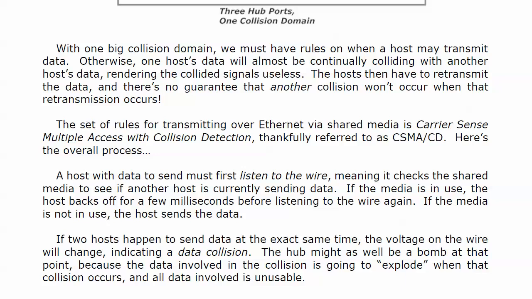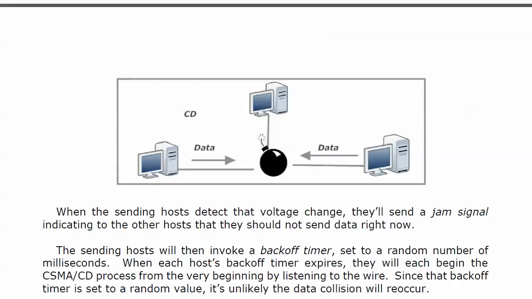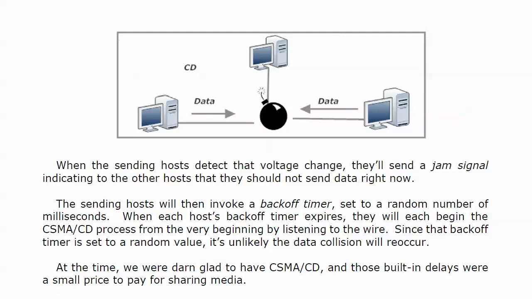Now at that point, the hub might as well be a bomb, because what's going to happen is the data involved in the collision is going to explode when that collision occurs, and it's absolutely unusable. So this is what we end up with. Even with CSMA CD, we were going to have data collisions. It's just that CSMA CD helped us reduce the number of collisions. Now back to the overall process of CSMA CD.